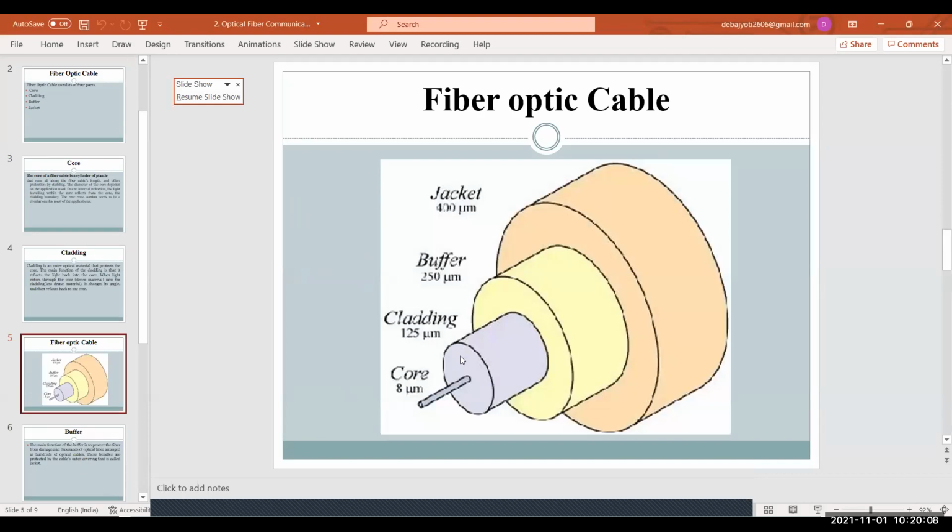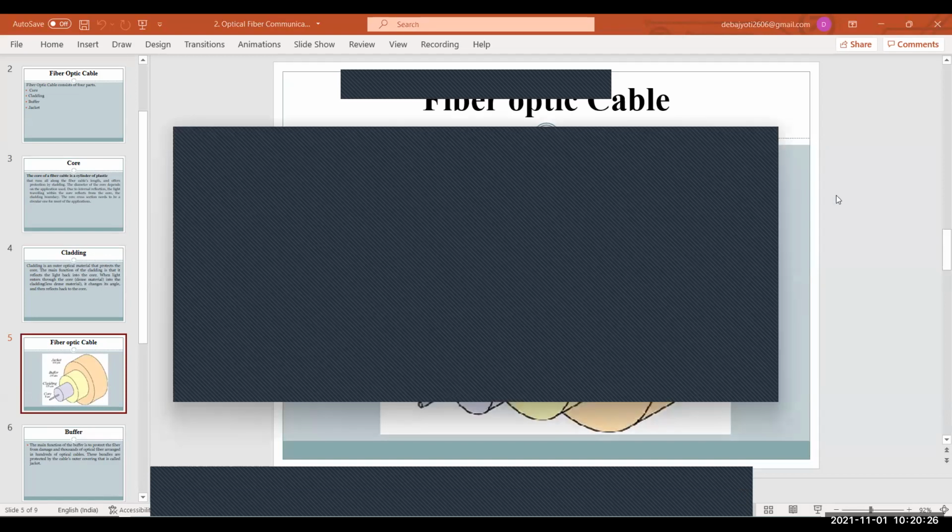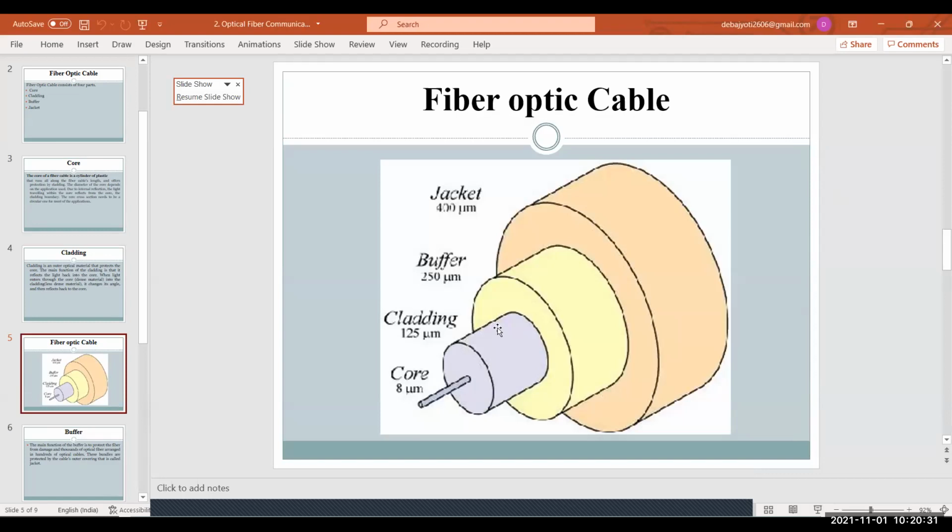Here you can see this is the cross-sectional view of the optical fiber cable. This is the core. This is the cladding. This is the buffer, and this portion is called the jacket.